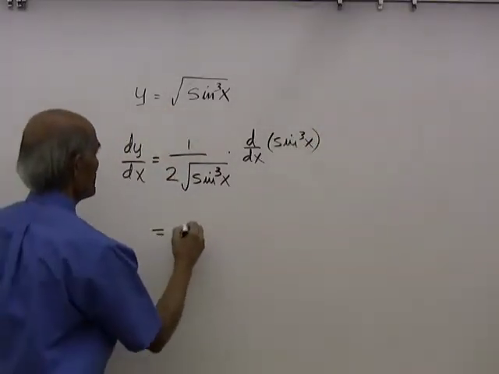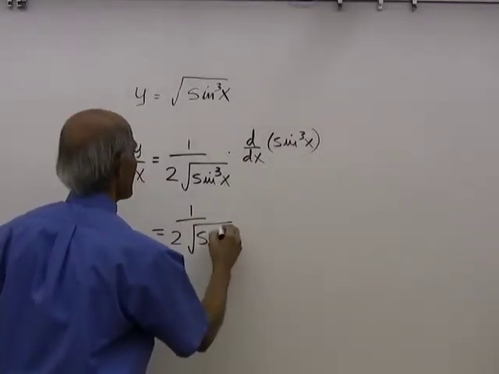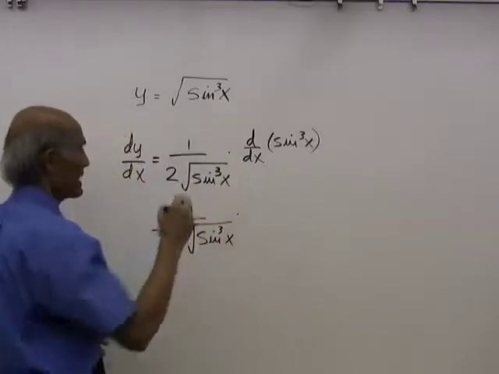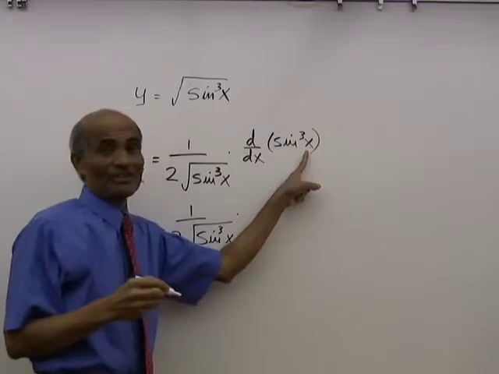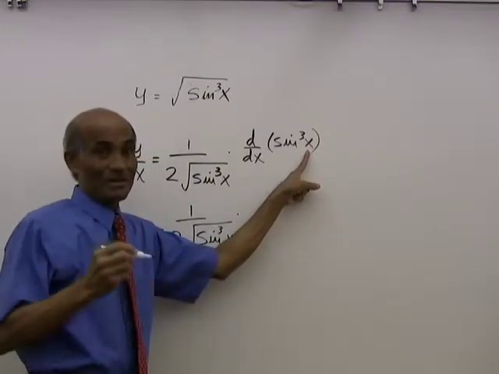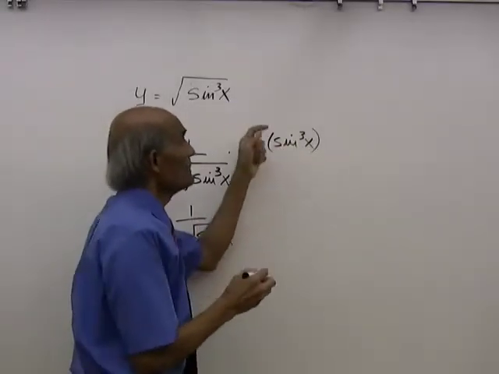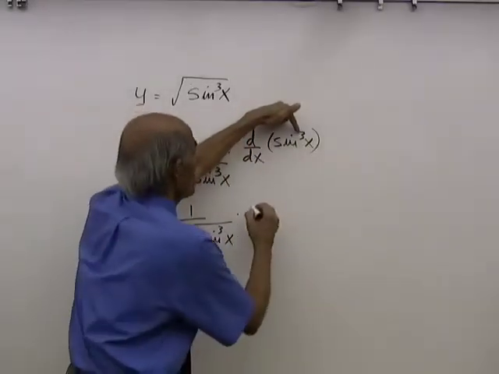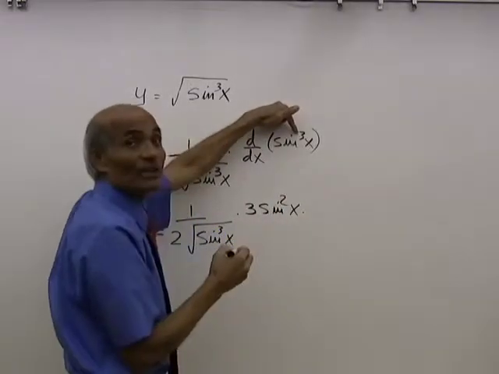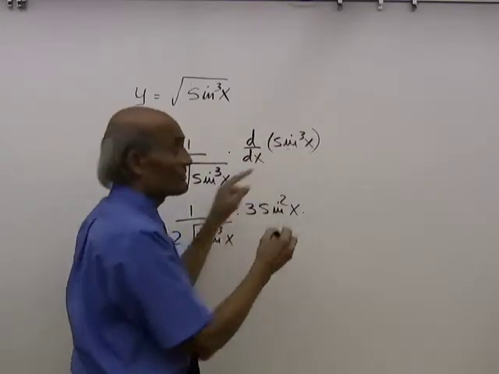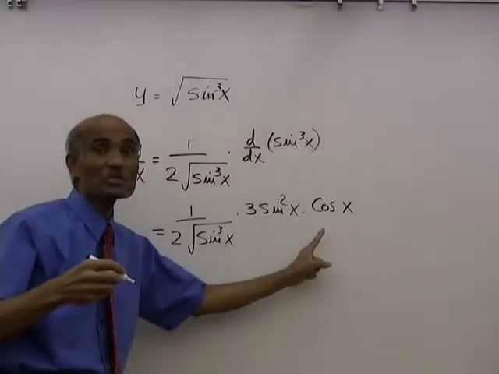Alright, that will be 1 over 2 square root of sine cube x, multiplied by the derivative of sine cube x. Well, apply the first chain rule that I gave you. That will be 3 sine squared x times the derivative of sine x, that is cos x. Look at the 3-link chain.